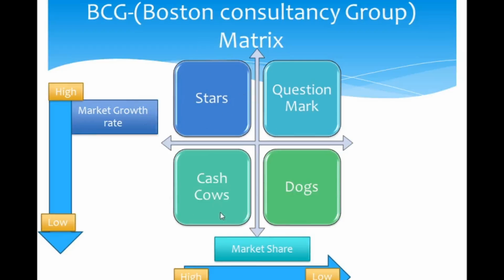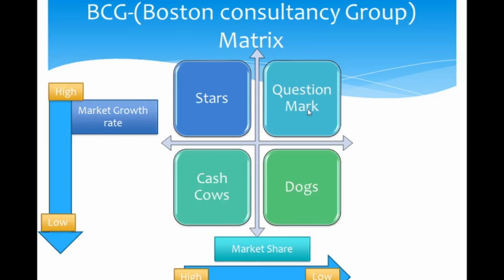Moving on to the next one, that is the question mark. As you can see, question mark, there is high market growth rate. That is, consumers are attracted towards the product. There is demand for that product, but you are not the market leader. That is, the market share is very low. Okay, so that is question mark. So there is a potential for your product, but due to some reasons, your competitors are making good business than you. There is demand for the product that you are producing, but your competitors are also producing the same product and are attracting all the consumers.